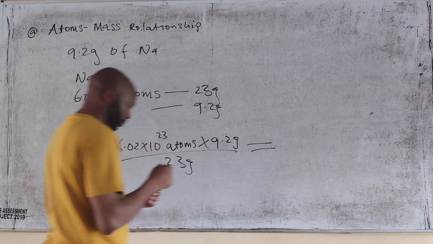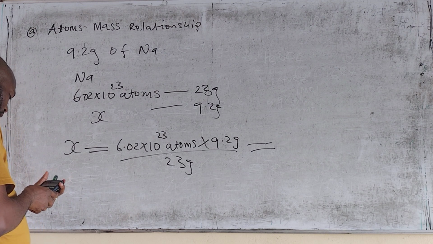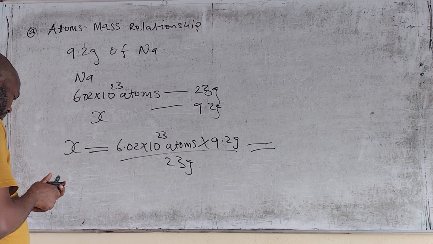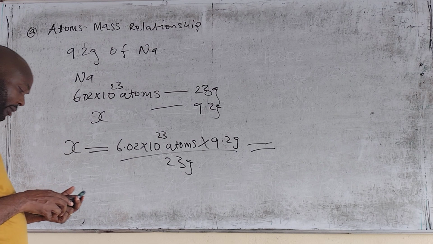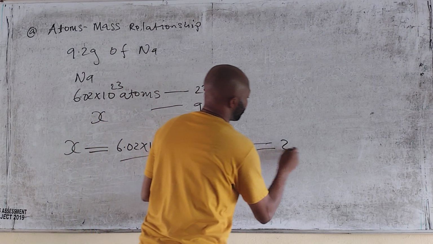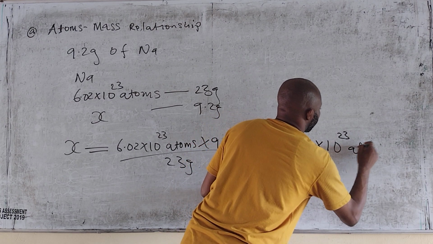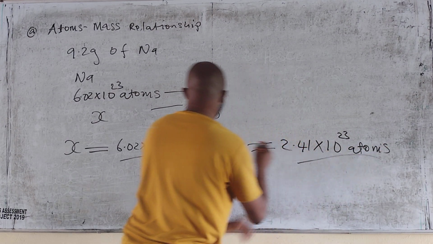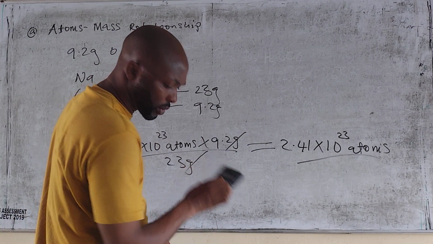This is equal to 6.02 times 10 raised to the power 23 times 9.2 divided by 23. That is 2.41 times 10 raised to the power 23 atoms. Okay, that's correct.